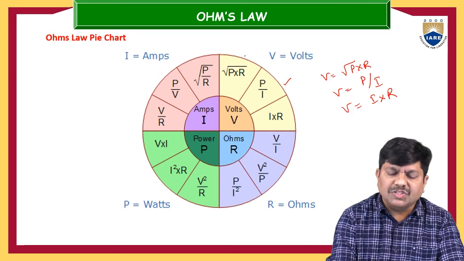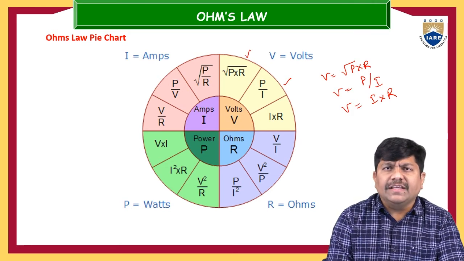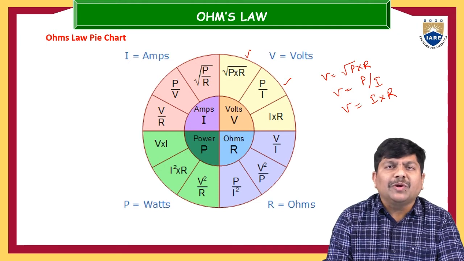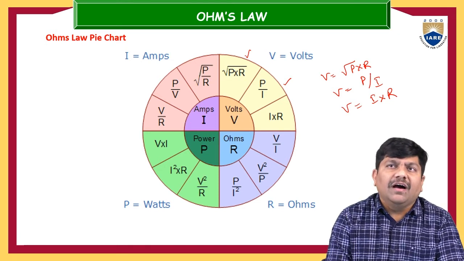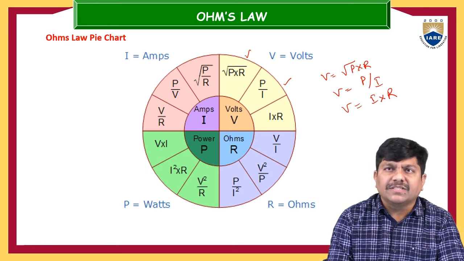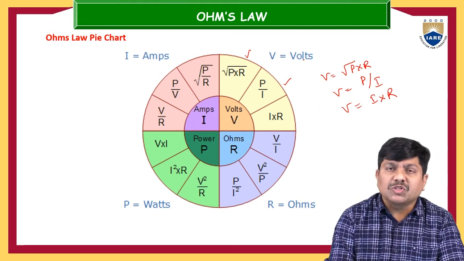Now that is the first thing. And the second one is the voltage can also be written as the ratio between the power developed to the current passing through it, or the voltage is also equal to the current passing through it and the resistance across the element. So this information is straight away available in the first quadrant.